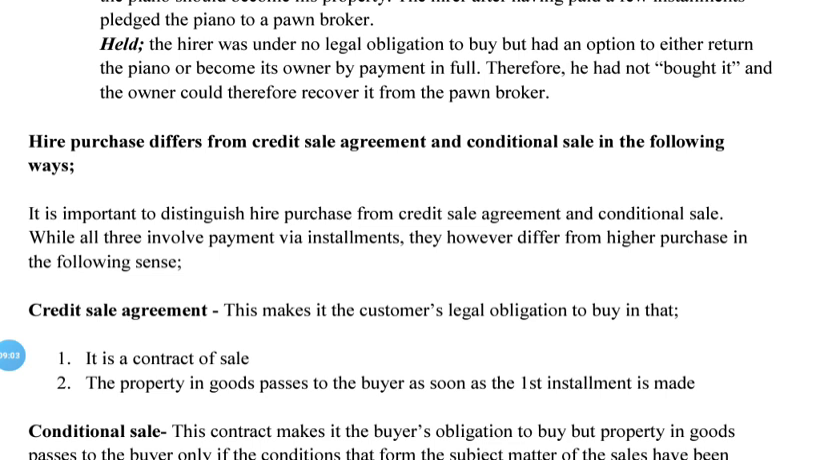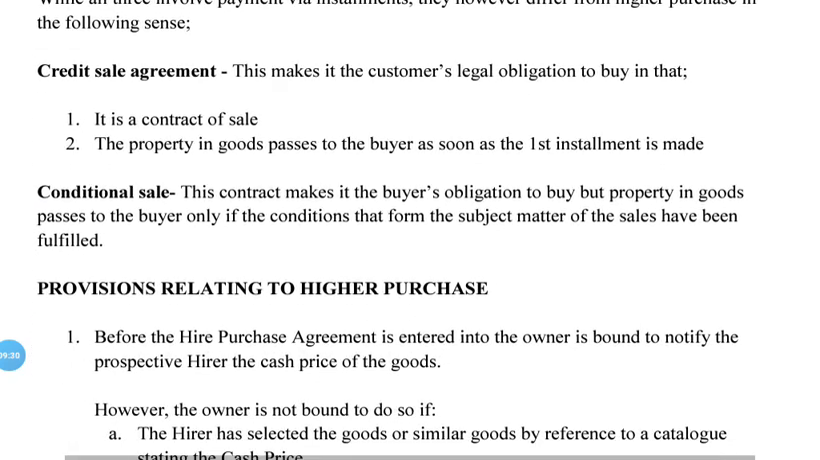So while all the three involve payment via installment, they however differ from hire purchase in the following sense. Credit sales agreement. This makes it the customer's legal obligation to buy in that it is a contract of sale. The property in the goods passes to the buyer as soon as the first installment is made.